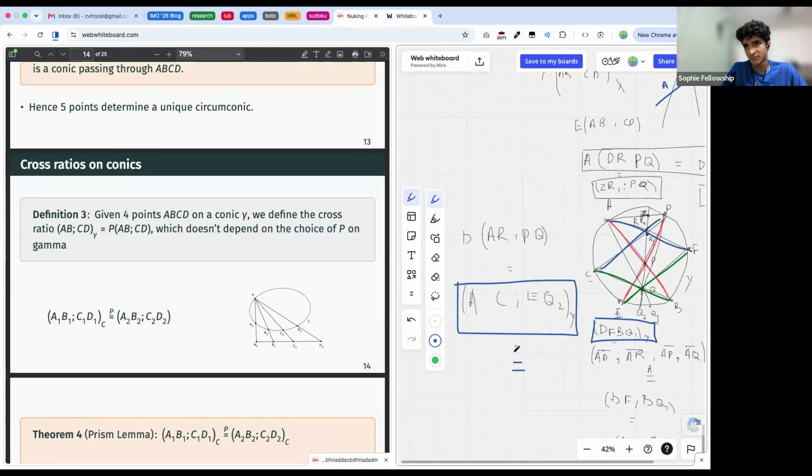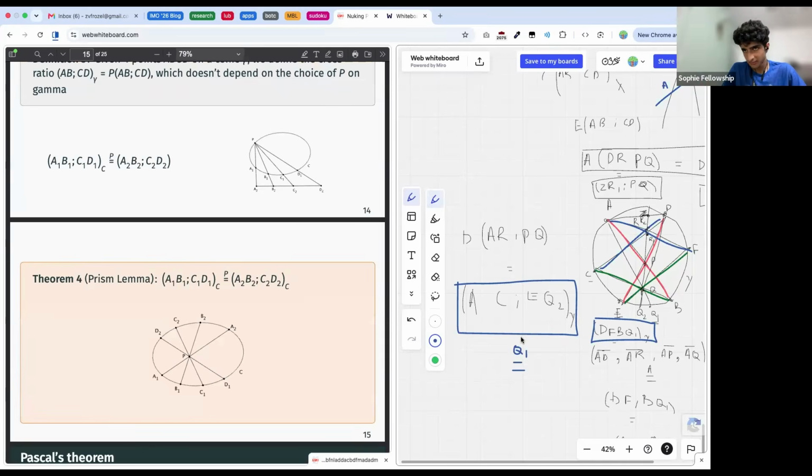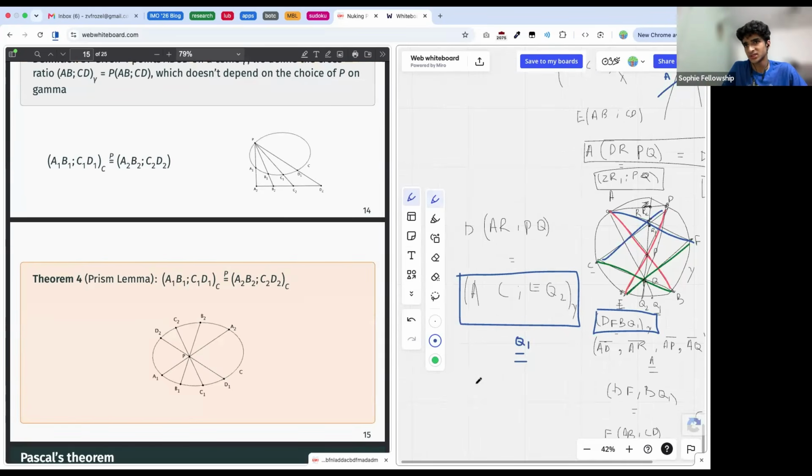So we can project this from Q, and in fact, we can use the prism lemma, which we outlined over here. That's going to give us the second intersection of QA with this conic. So you have A, C, E, Q2. The second intersection of QA with this conic is Q1. What's the second intersection of QC with the conic? It's B. And then you have E, which goes to F. And finally, you have Q2, which goes to D.